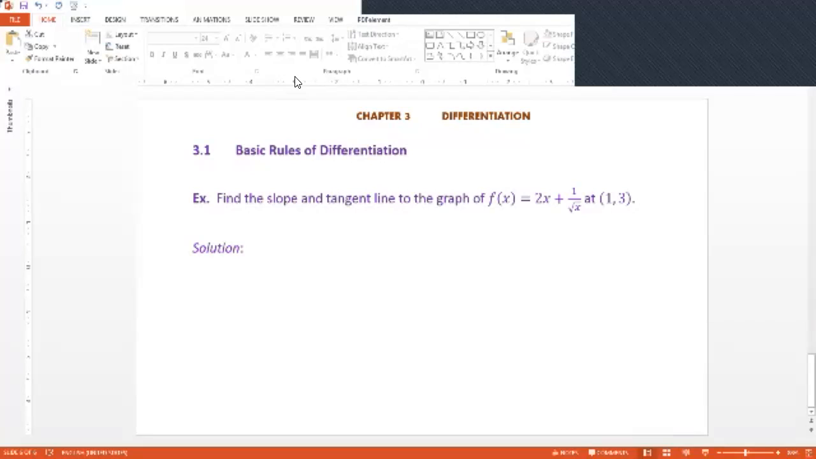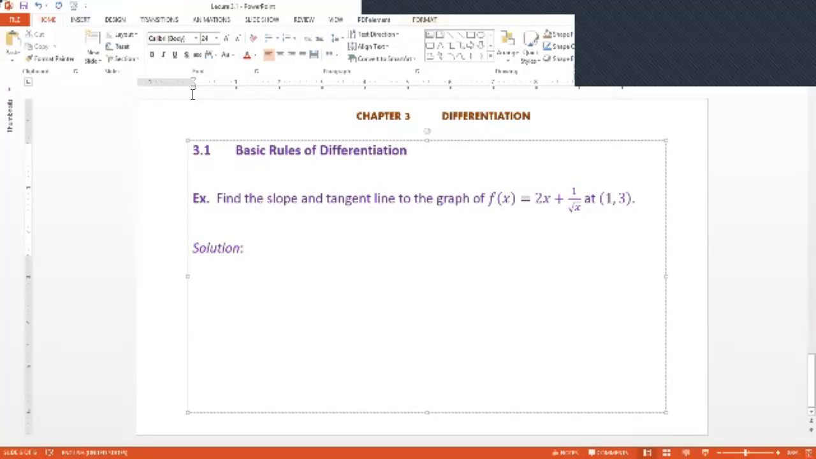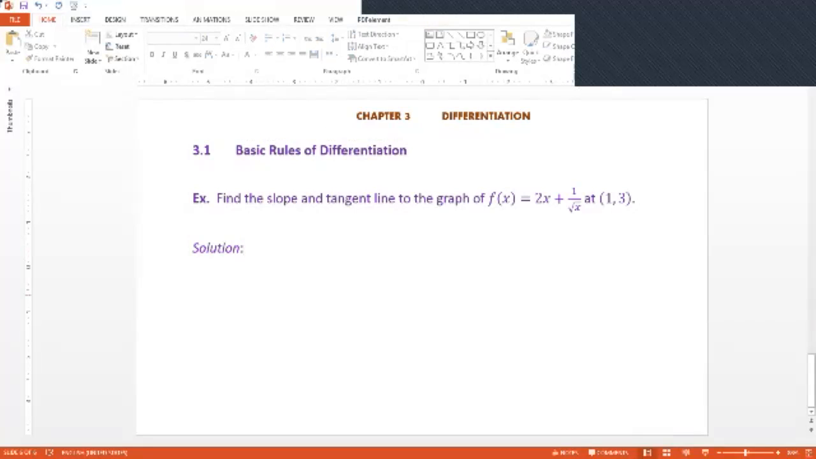Like to work through the last example of this section. We're talking about the basic rules of differentiation in this section. And the example is to find the slope and tangent line to the graph of a function f, which is defined as 2x plus 1 over square root x at the point 1, 3. And this point is on the graph of the function. If you check it, plug in 1 for x and 3 for f(x), you'll see the equation holds.